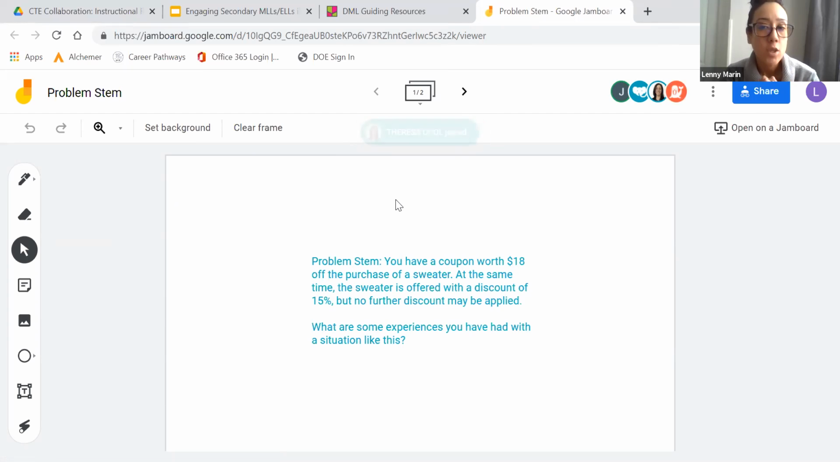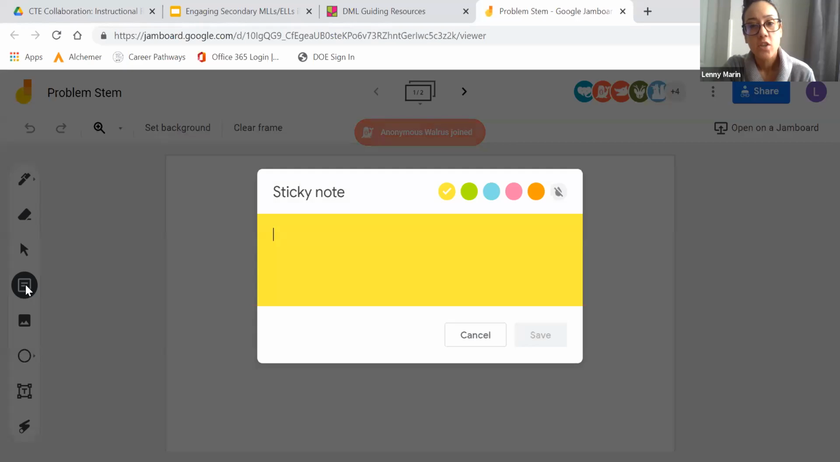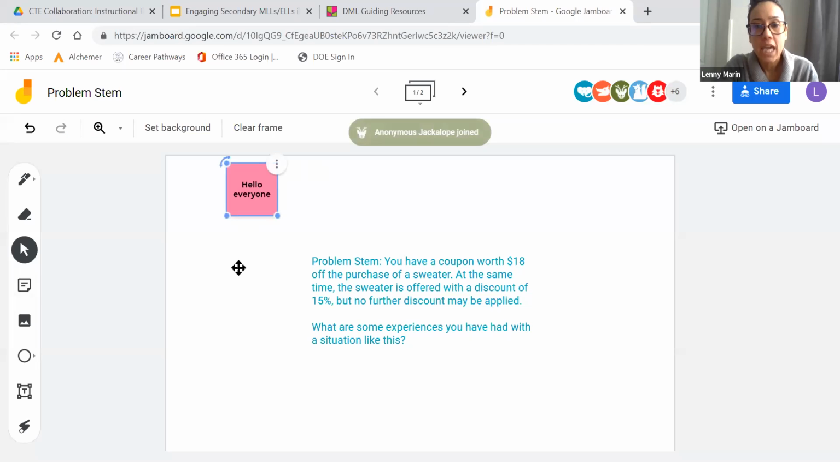And if you haven't used a Jamboard before, what we're going to do is on the left-hand side, you will see there's a sticky note. So you can write a sticky note, you can make your comment, and you can change the color if you'd like, and then you can save it. So that you'll be able to comment here.